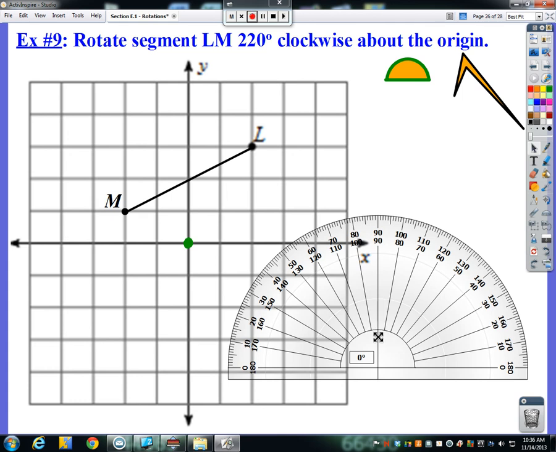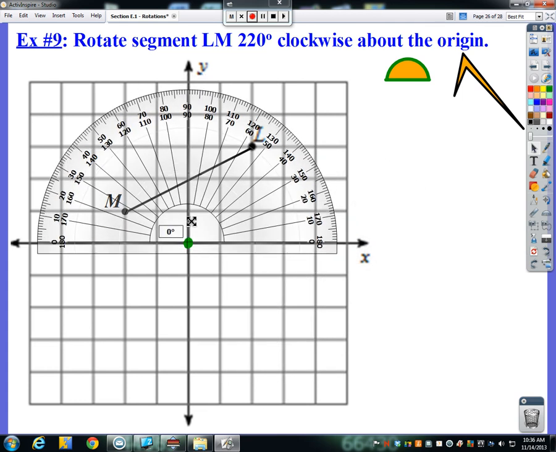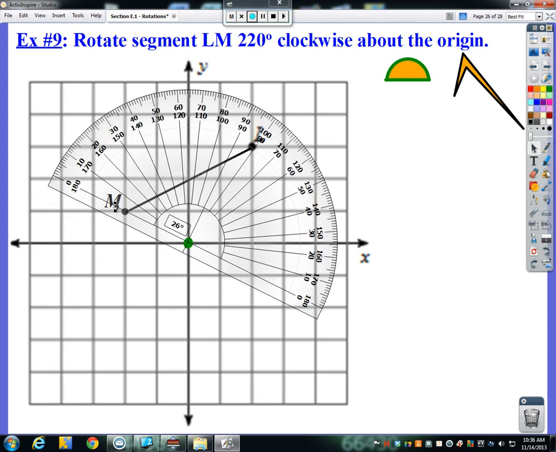Okay, so we're going to put the center of our protractor on what's being rotated around, which is the origin here. And I'm going to line up 0 with, I'll start with M. We'll rotate that first. Now notice if I want to go clockwise, I do have my protractor set up to be going clockwise here. Now, but it only goes up to 180 degrees clockwise. I need to go an extra 40 more. So how do I account for that?